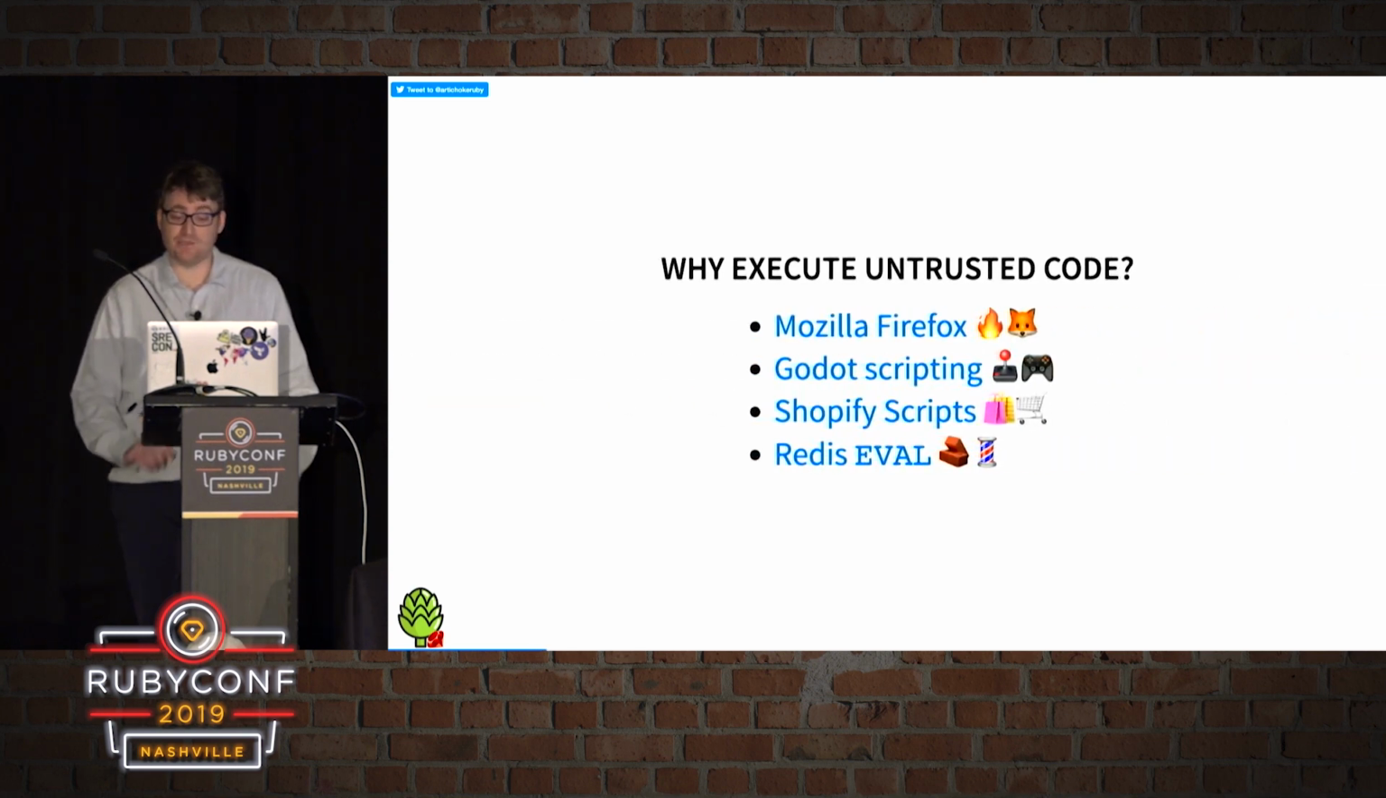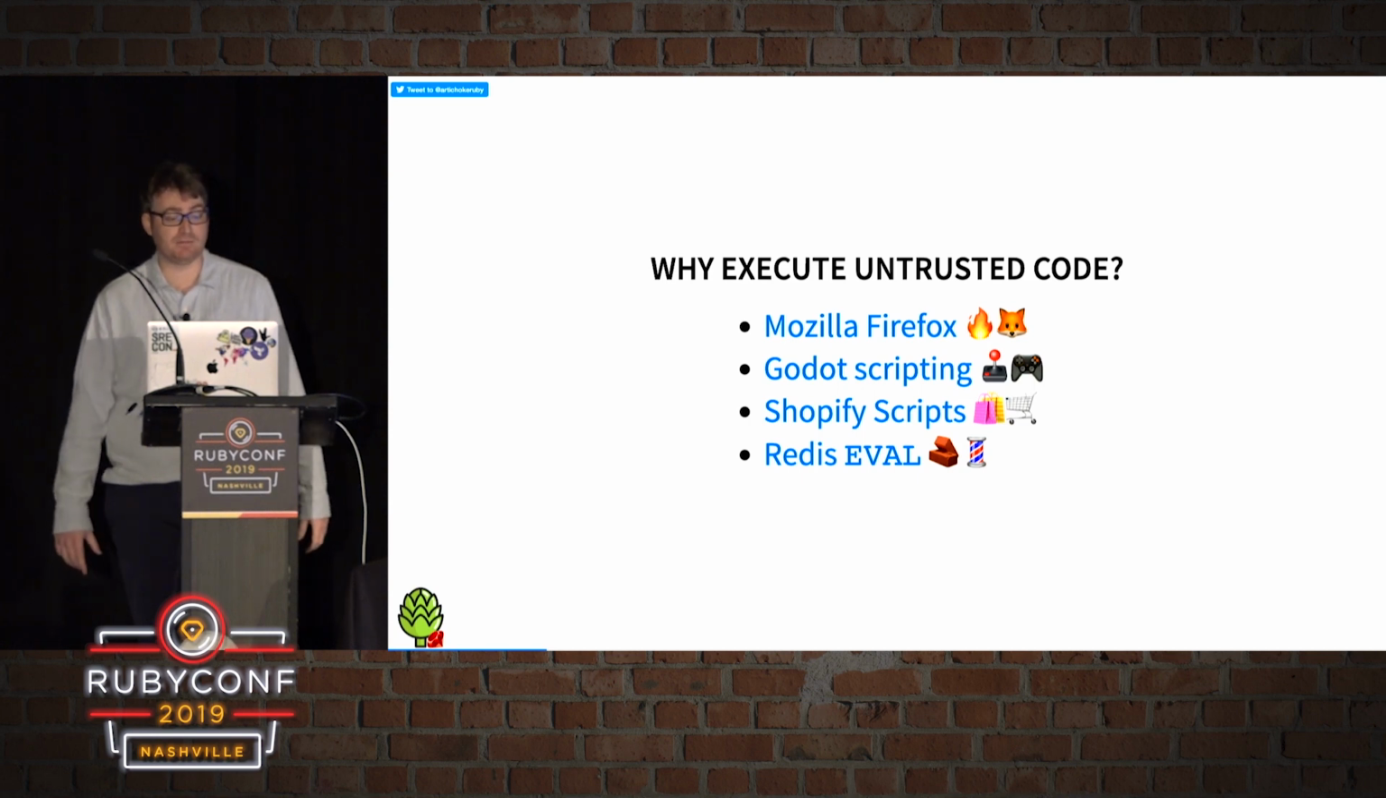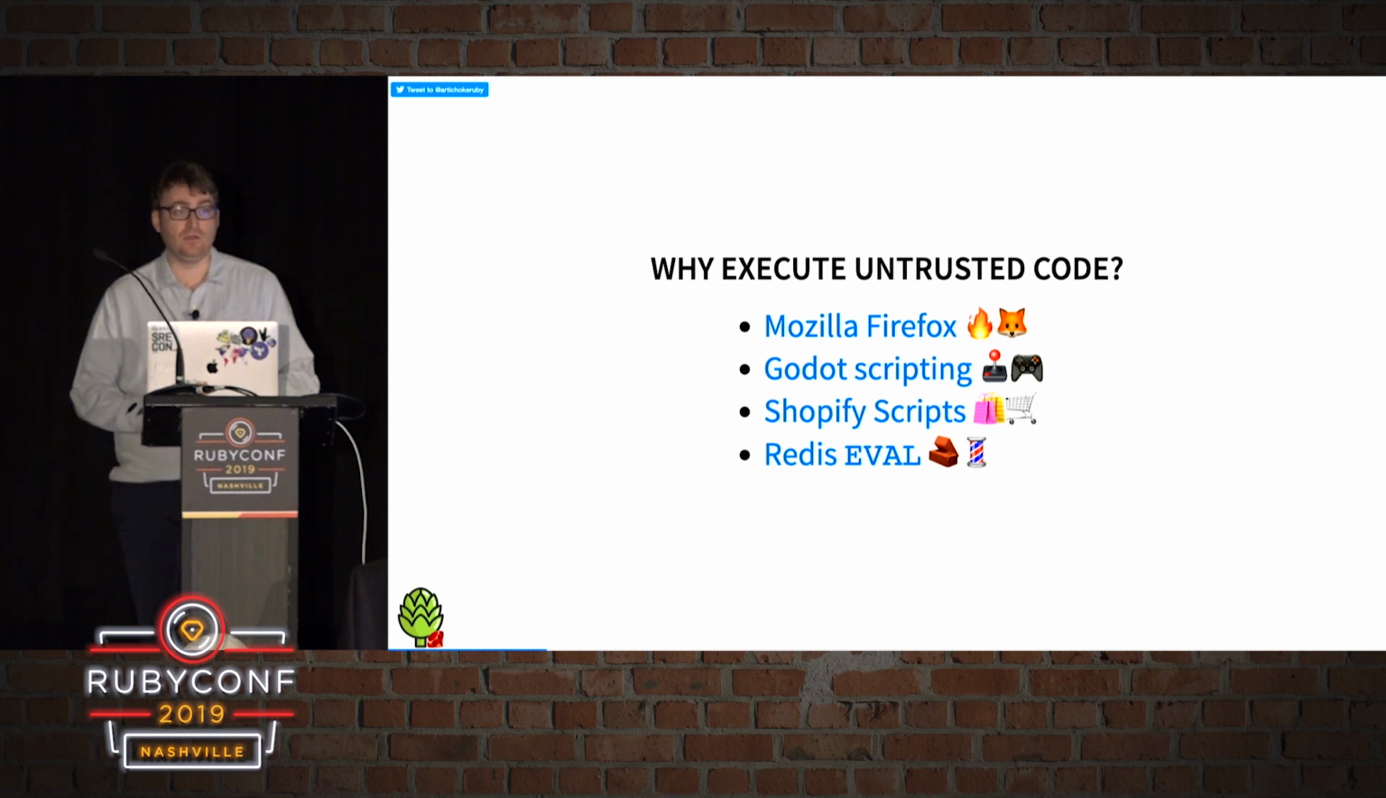Some examples of programs that do that are things like Mozilla Firefox that executes both WebAssembly and JavaScript in the browser that is potentially from someplace that you might not like. Additionally, game engines typically expose scripting capabilities because it is easier and more productive to iterate on level design in a scripting language than it is by recompiling C++. Additionally, something like Shopify Scripts allows users of a platform to inject and configure the platform by running code that they supply. And even something like Redis has an eval command that will execute user-supplied Lua scripts in the context of the database. It would be nice if we could use Ruby for some of these use cases too.